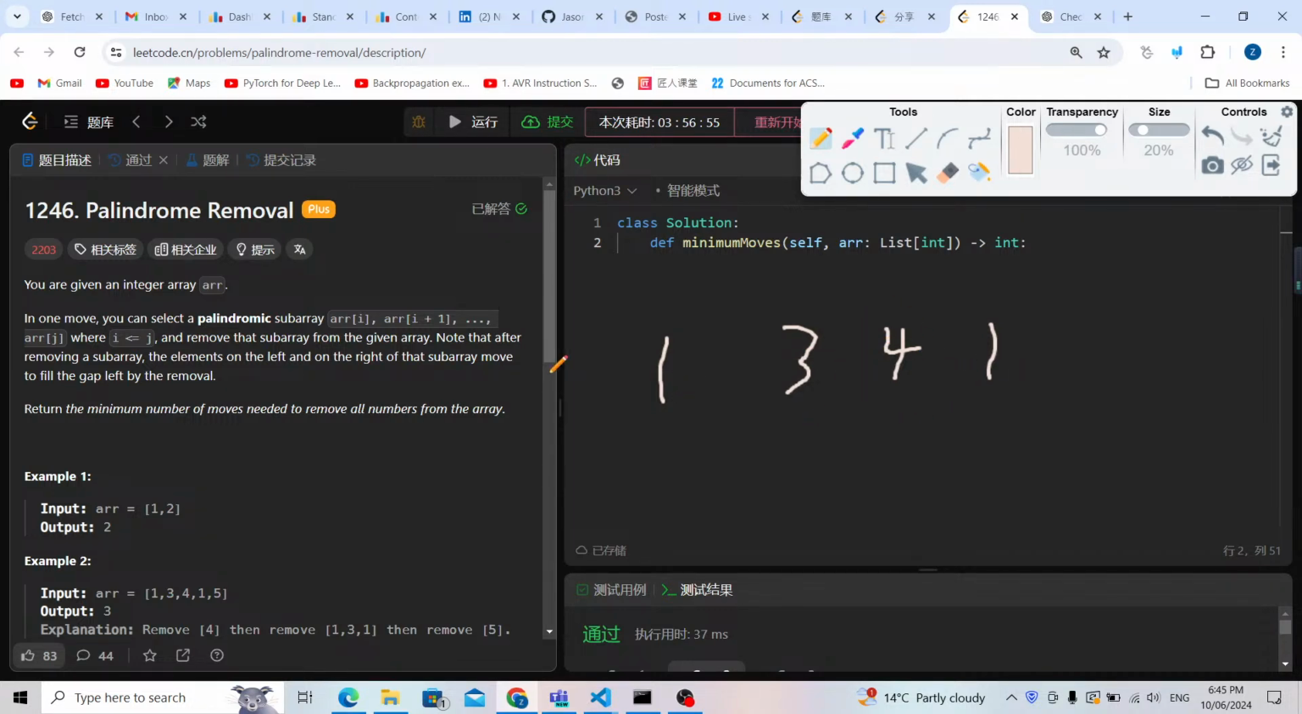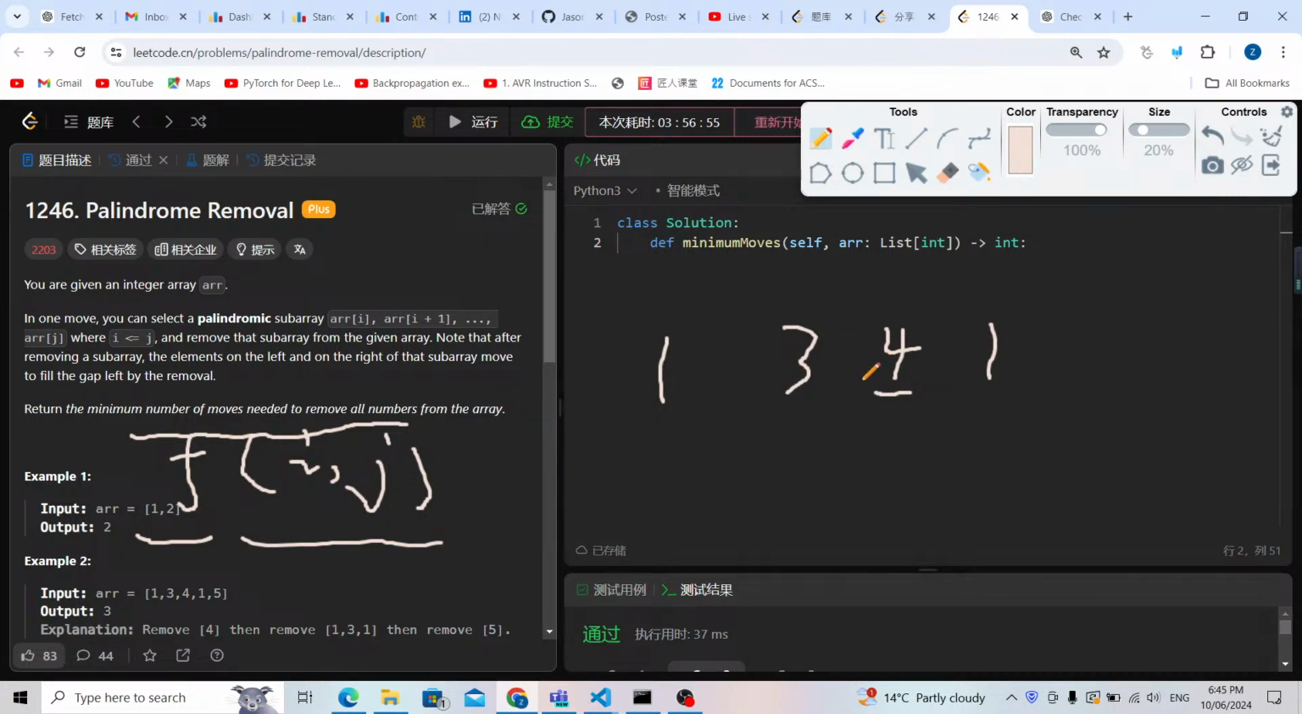So according to the palindrome removal and the structure of the problem, we're going to solve it by using interval DP, or range DP. The definition of the interval DP is, for the range i to j, this is the definition for f(i, j): I want to get the minimum number of moves needed to remove all numbers from the array. So currently, how can we remove this 4 first and then remove 1, 3, and 1? It's going to be really difficult.